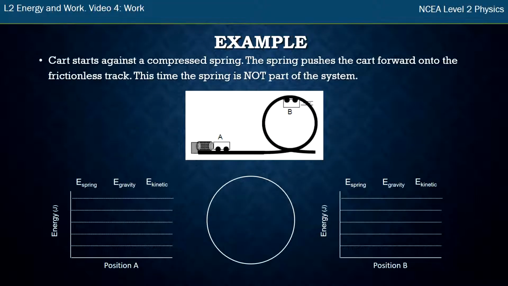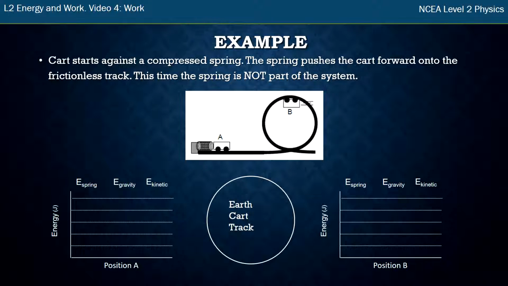And this is the same situation that we had in the third video when I introduced energy bar charts. So there's a cart started against a compressed spring. The spring pushes the cart forward onto the frictionless track. But this time, the spring is not part of the system. So what is our system? Our system this time is the Earth, because we need to deal with gravitational potential energy, the cart and the track, and the spring is no longer part of our system.